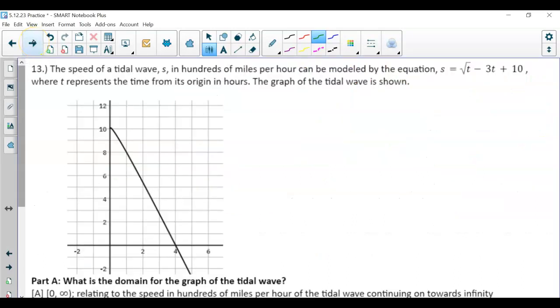So now in number 13, here's where you're given the equation and the graph is shown to you. Now, this is S, which is the speed of the tidal wave. And this is equal to, notice our input, that's your T here, representing time. So if you recall, T, time, that is your input, as if this is your X. That is your domain. So this is my time.